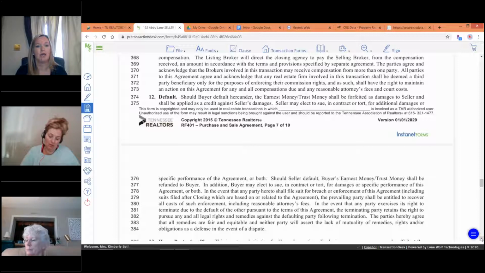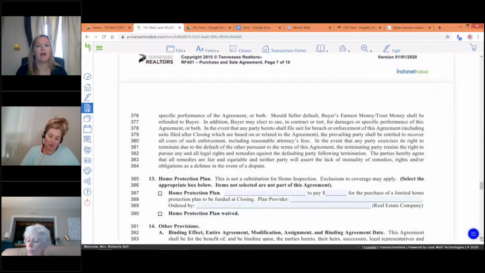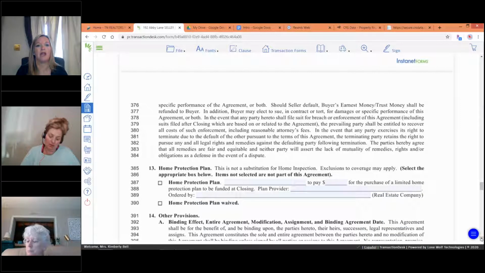Should the seller default, the buyer's earnest money shall be refunded to the buyer. In addition, the buyer may elect to sue. The buyer really wanted that house and now they have nowhere to go, and they sold their house. In the event that any party hereto shall file suit for breach or enforcement of this contract, the prevailing party shall be entitled to recover the cost of such enforcement, including reasonable attorney fees. Everything. Think of everything.